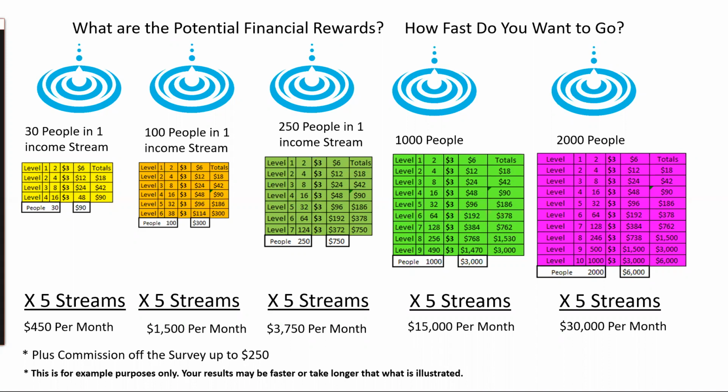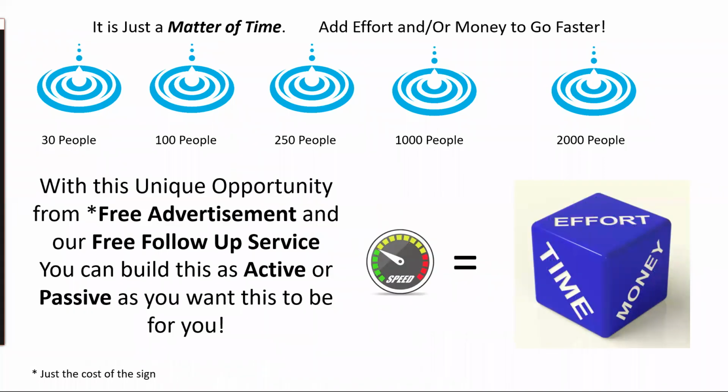You can rent 100 people's back windows and speed it up even faster. As I mentioned, it's just a matter of time before that's going to happen. But in addition to time, if you add some effort promoting our survey, if you add some money by renting other people's back windows, guys, you can accelerate this faster. Let's get you to those 1,000 or 2,000 people as fast as we possibly can.